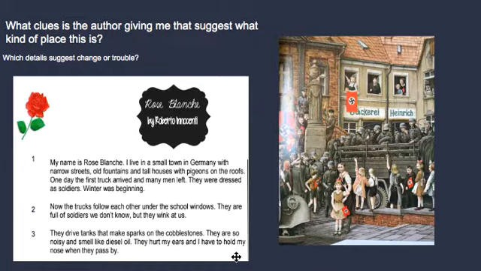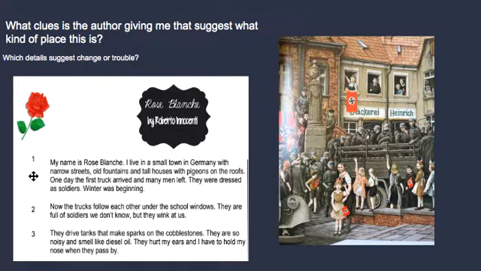I know that last week you read Rose Blanche, and this story is about a girl who lives in a small town in Germany during World War II. The author, Roberto Innocenti, said that he wanted to write a story about a place where something terrible is happening that most people are ignoring. So today, as I reread this small section from Rose Blanche, I want you to ask yourself, what clues is the author giving me that suggest what kind of place this is, right? The setting. So you're looking for details that suggest change or trouble. Okay.